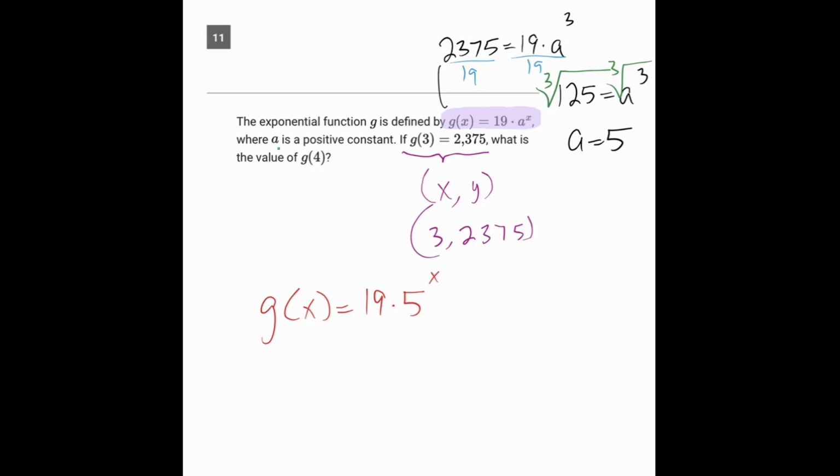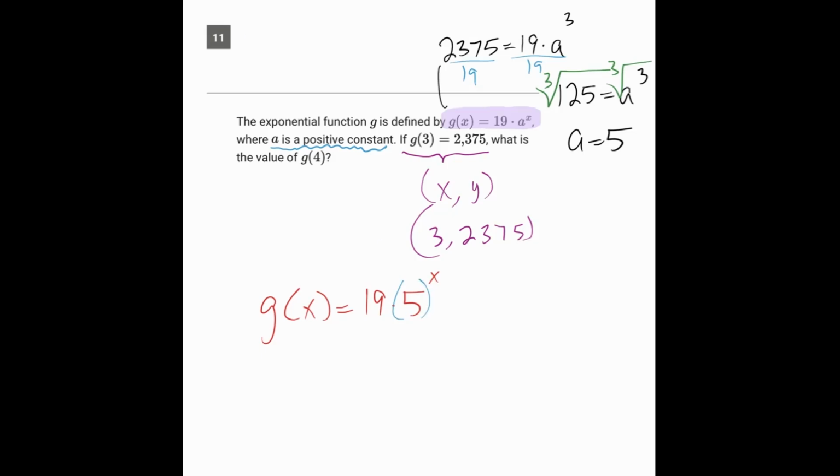Now, by the way, a is being called a constant. What is that? A constant is different from x and y. X and y are numbers that are constantly changing. But if something's called a constant, it's not changing like an x or y. It just is what it is. Once you find that value, it is that value forever. So if we had 19 times a to the x, from now on, this is 19 times 5 to the x.